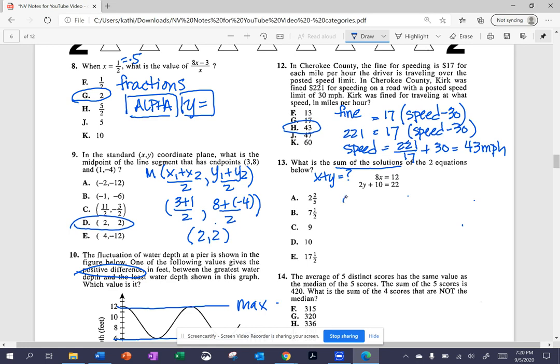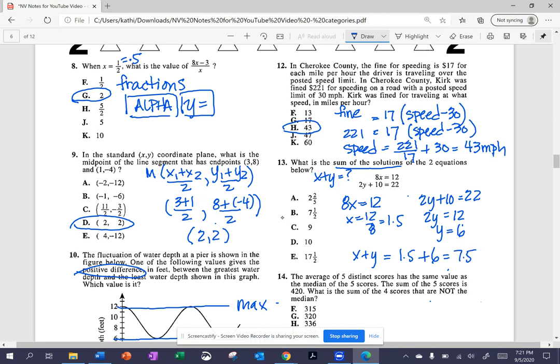So starting out, I have 8x equals 12. Solving for x, I get x is 12 divided by 8, which is 1.5. 2y plus 10 equals 22. So 2y equals 12. So y equals 6. So x plus y equals 1.5 plus 6, which is 7.5.